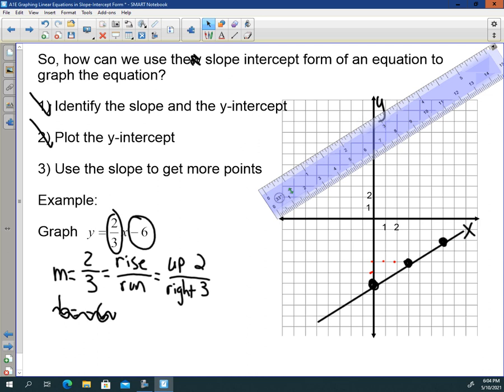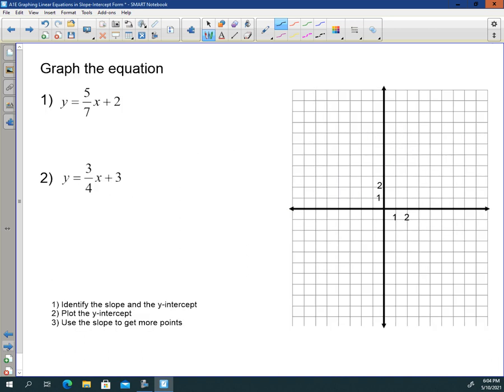Pretty slick, huh? This is why understanding slope and y-intercept is so important, because it's so handy. You can use it to do just about anything. You can plot just about any line if you know the slope and the y-intercept. So let's do this a few more times just so we get comfy with it. So let's graph this equation here, y equals 5/7 x plus 2, and let's do that one in red.